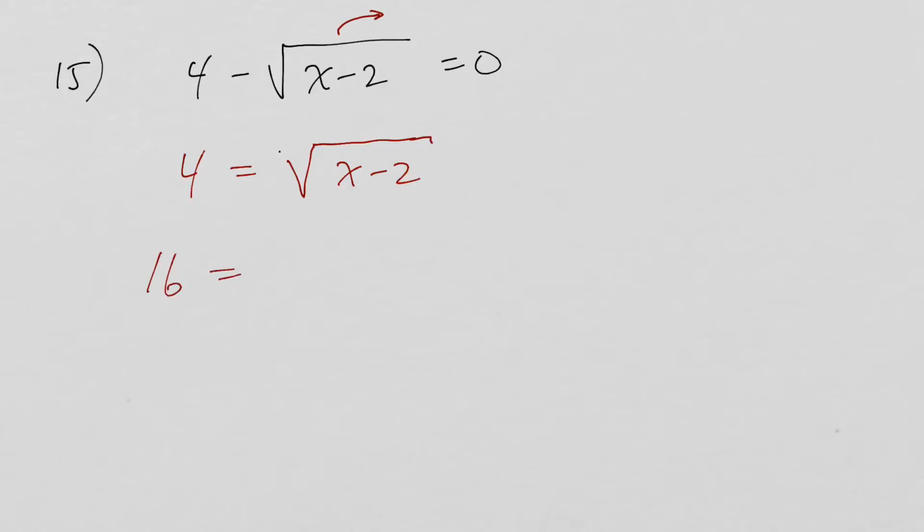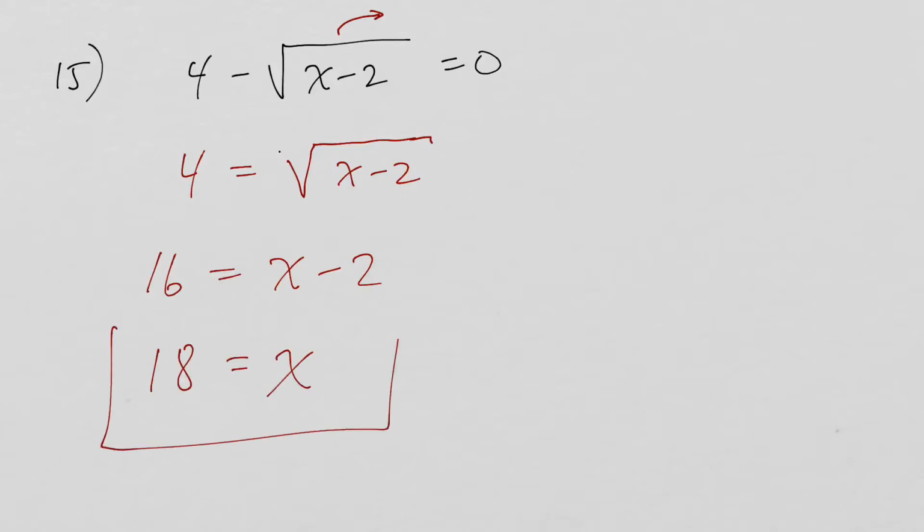I'll get 16 on the left and x minus 2 on the right, and then I'll add 2 to each side, so x will be equal to 18. You can check this if you want, but I know it's not going to be extraneous because it came from an equation where the square root was clearly a positive number.